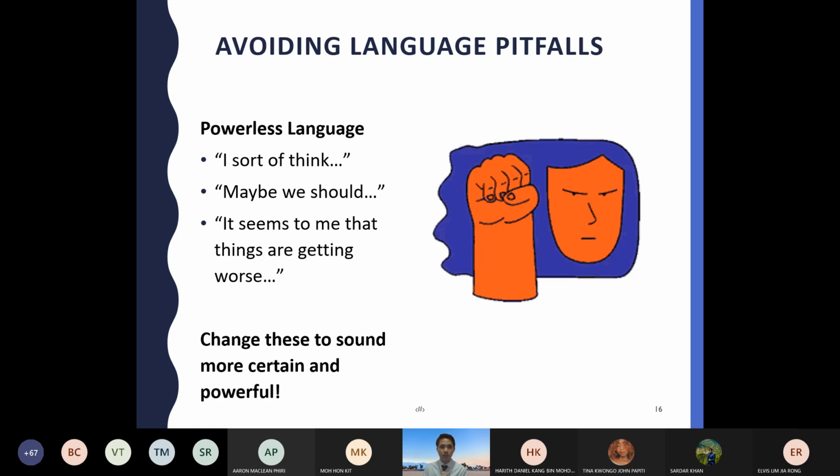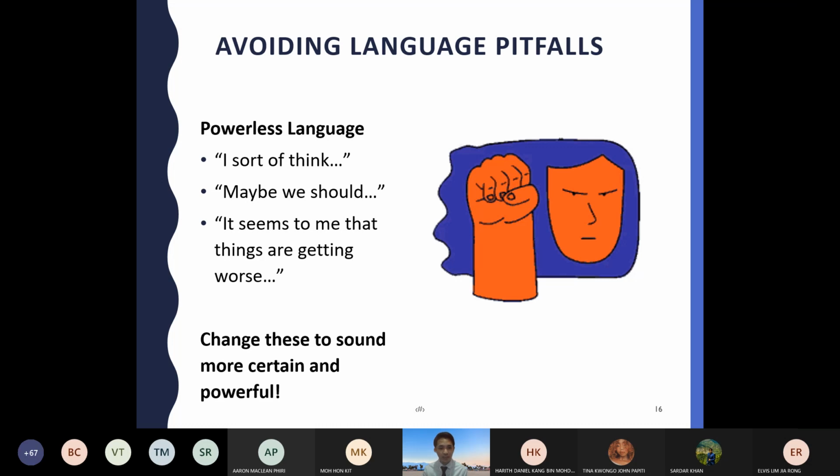All of this powerless language, it means words that do not give any meaning, or do not give any impact on your message. For example, let's say when you say, "I sort of think." Here there's a couple of issues when it comes to words being powerless. Number one, I would say the phrase "sort of." The phrase "sort of" here can be a little bit powerless. We use it all the time in our communication, but here it might not give any effect or impact on your message.